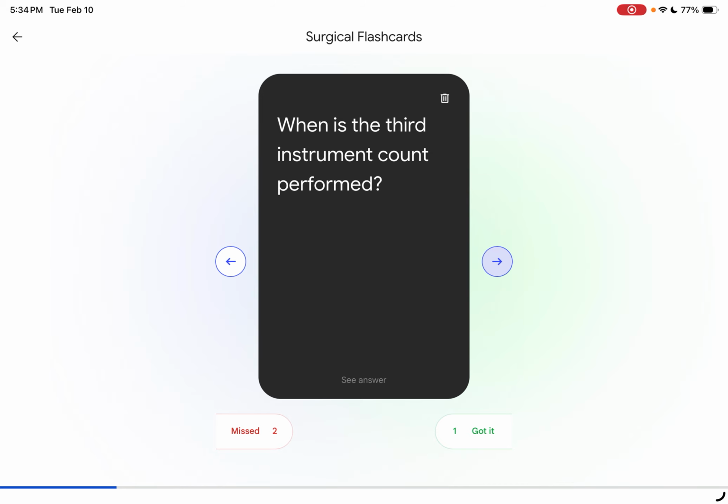So, when is the third instrument count performed? The third instrument count is performed after natapos na, before skin closure. So, before peritoneum closure is the second count. The third count is before skin closure. Kasi it ties everything together, because the reason why we count instruments before closing the patient's skin is para make sure na walang matira.